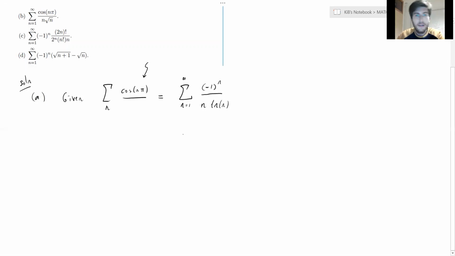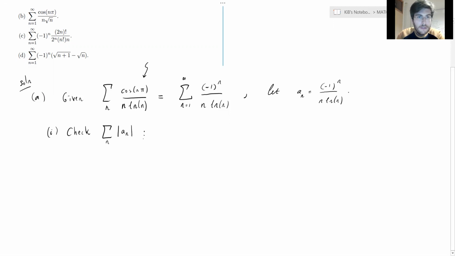This is another way of writing this series, and we just let a_n be minus 1 to the n, divided by n ln n. And we try to understand the possible behavior of this series. First, this is the first thing you need to check: we need to check absolute convergence, which means that we need to check the behavior of the series of absolute values first.